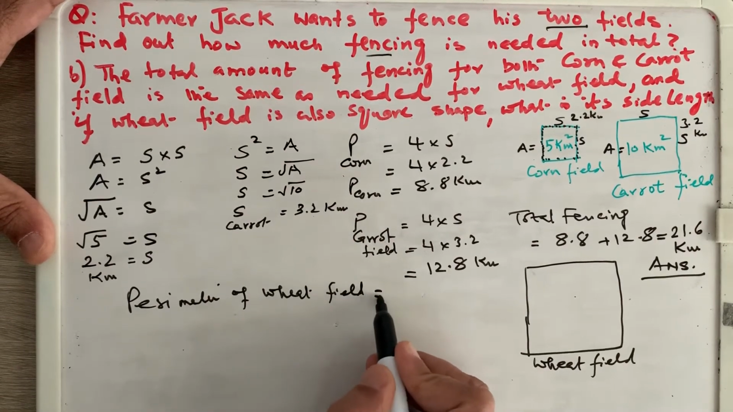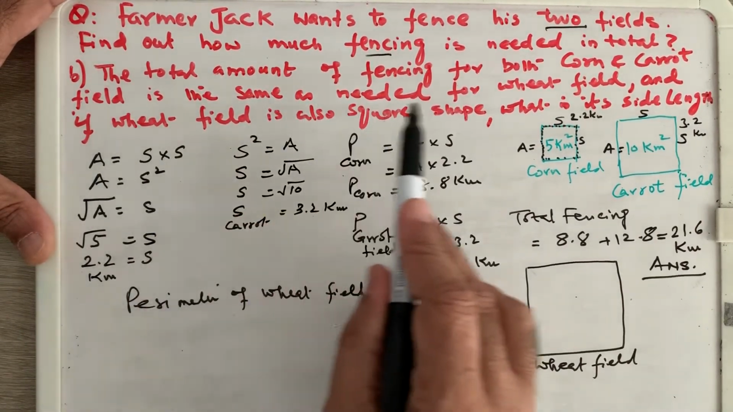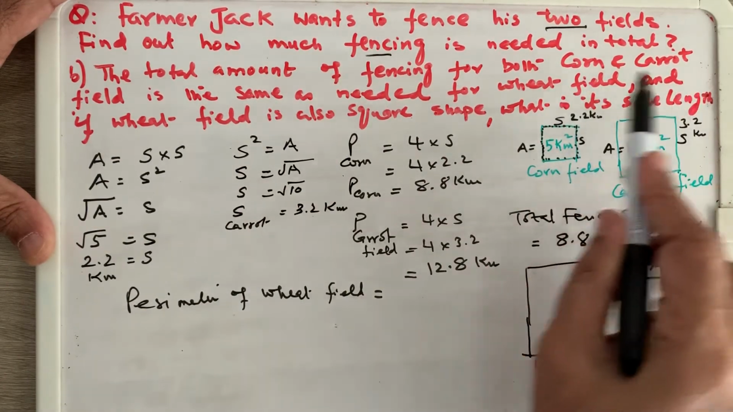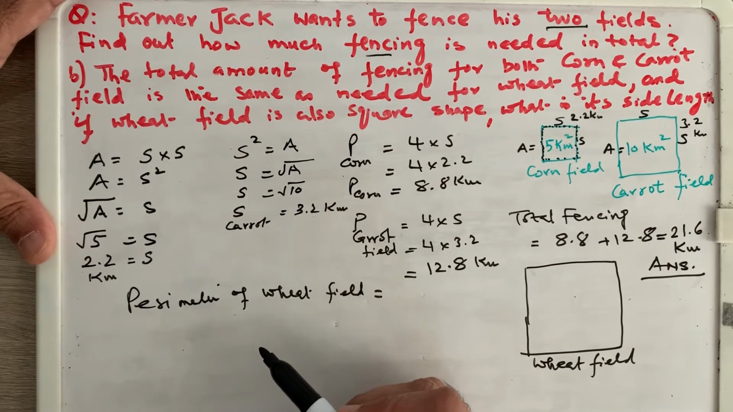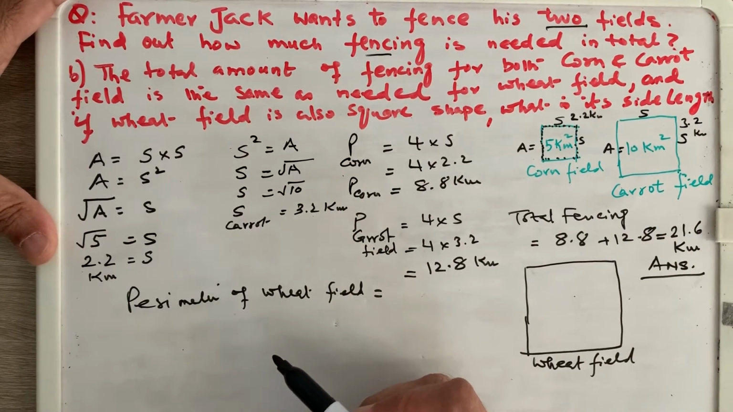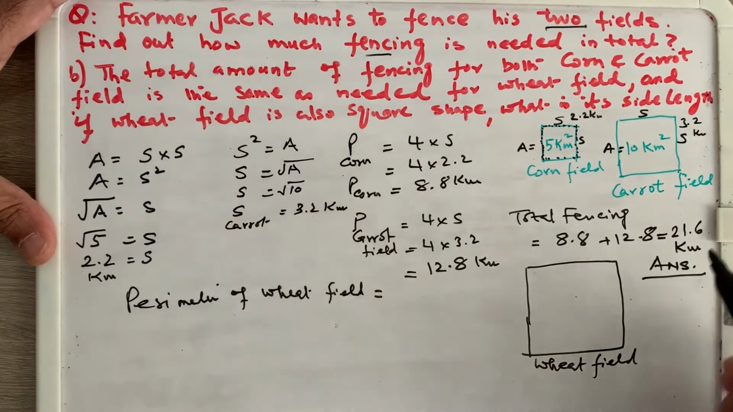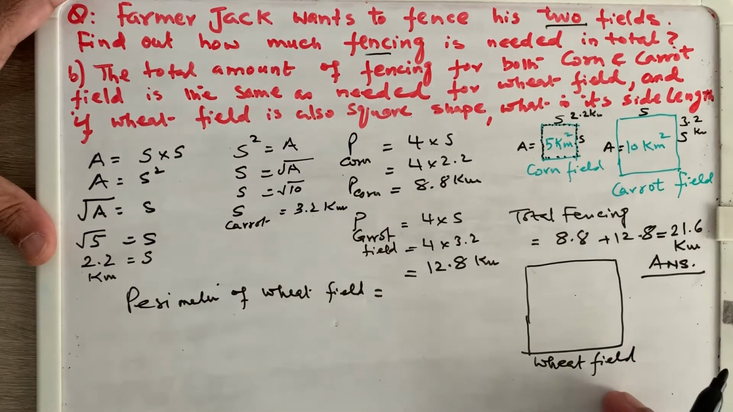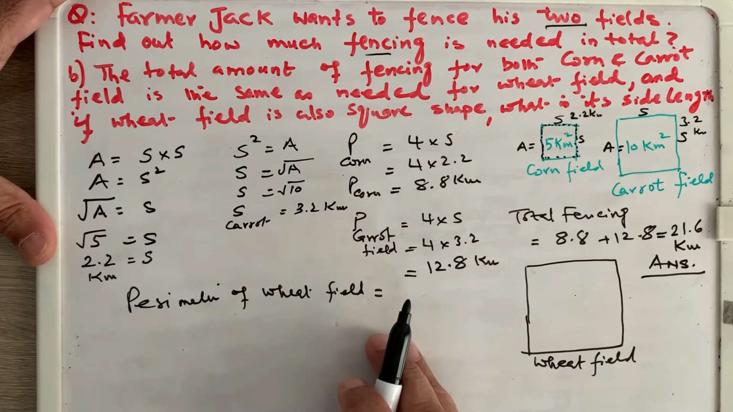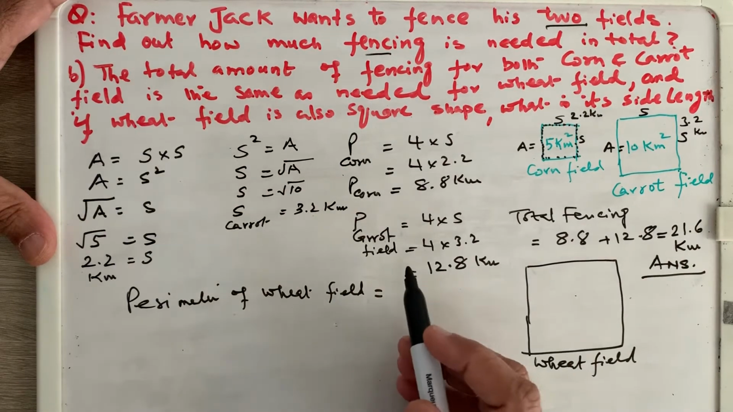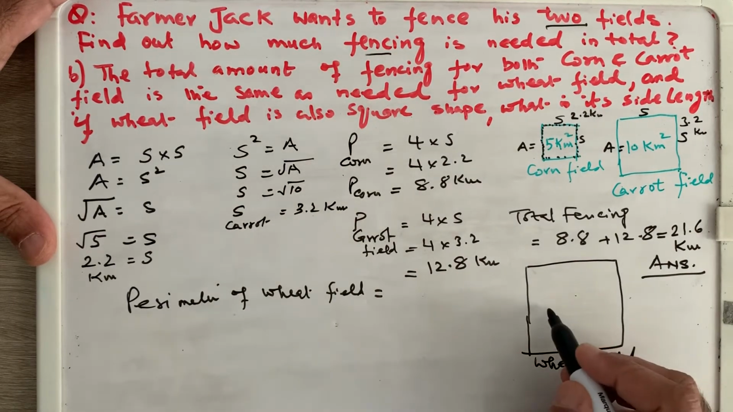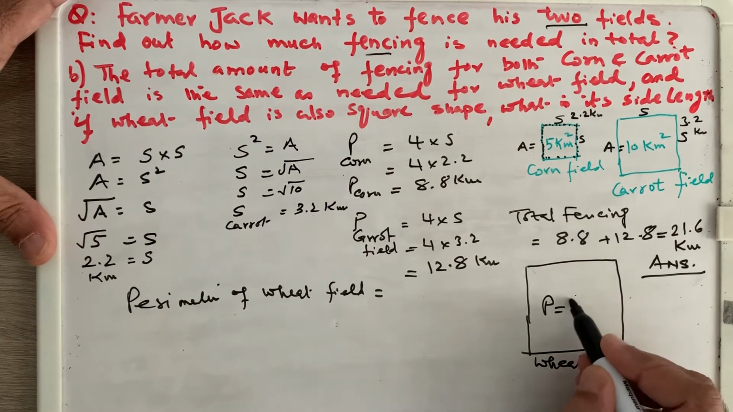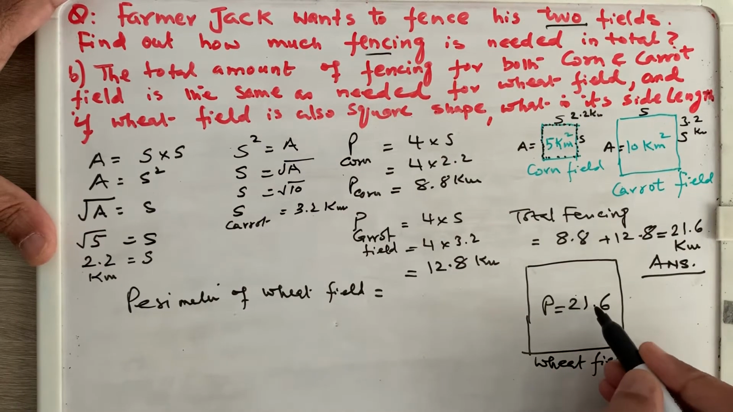Perimeter of the wheat field. The question is saying the total amount of fencing for both the corn field and the carrot field is the same as needed for the wheat field. So what is the perimeter for both the fields? It is the same, right? So the perimeter of the wheat field is equal to how much? He's saying 21.6. So this is 21.6 for the wheat field.